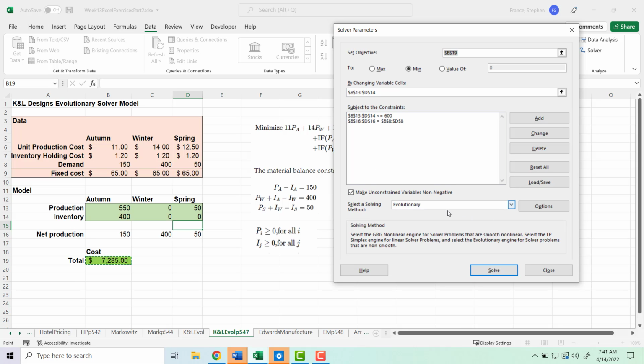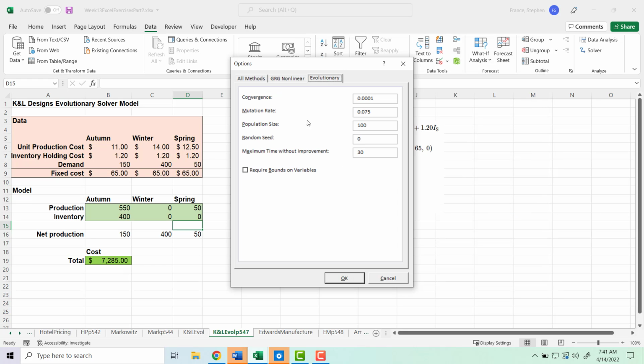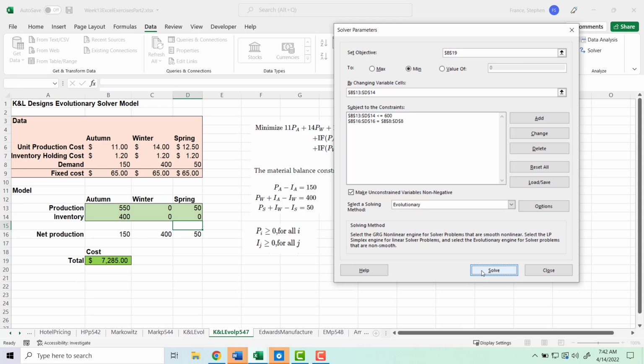Now, let me just say this doesn't work particularly well. There's several reasons for this. It's quite a complicated algorithm. It's basically a genetic algorithm. What it does is it creates lots of solutions, and then it will slowly mutate, combine solutions, mutate solutions, and then try to eventually evolve good solutions. This is why it's called the evolutionary solver. And let's actually put require bounds on variables, as we've already bounded the variables. And I think that's pretty much it. Let's click solve.